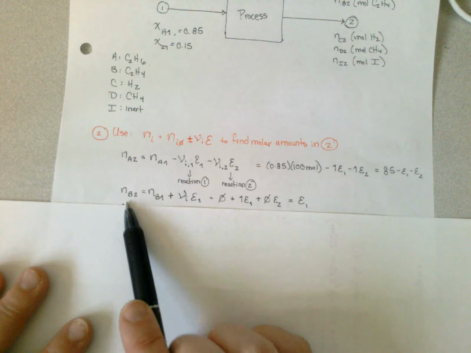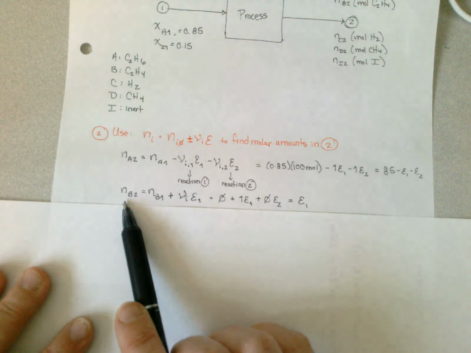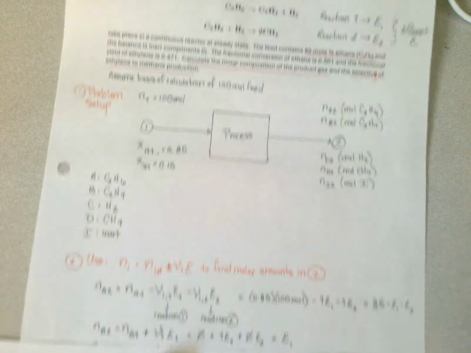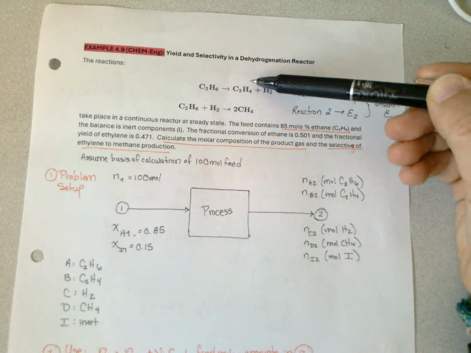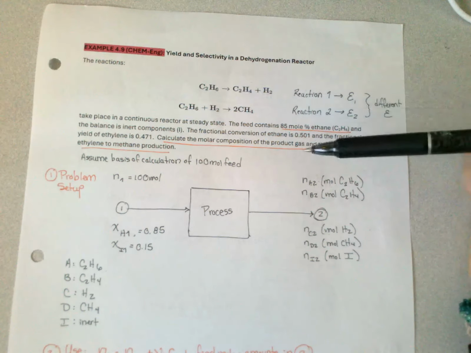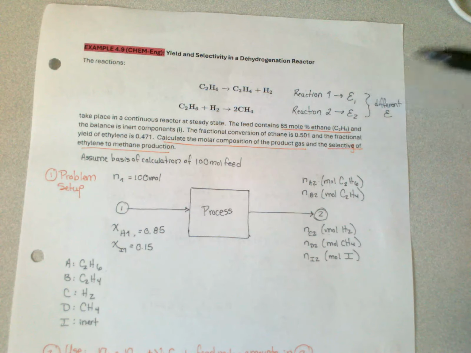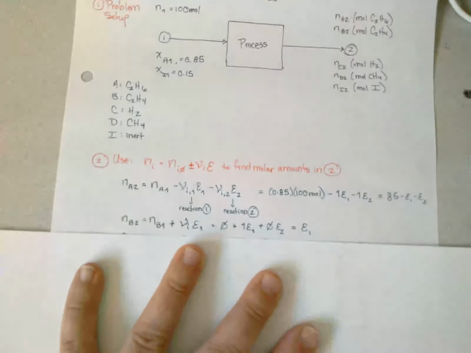So let's look at B. B is C2H4. C2H4 only appears as a product in the first reaction, right? So here it is. It's a product in the first reaction. That means that it's a plus when it comes to extensive reaction, and we only have an E1.